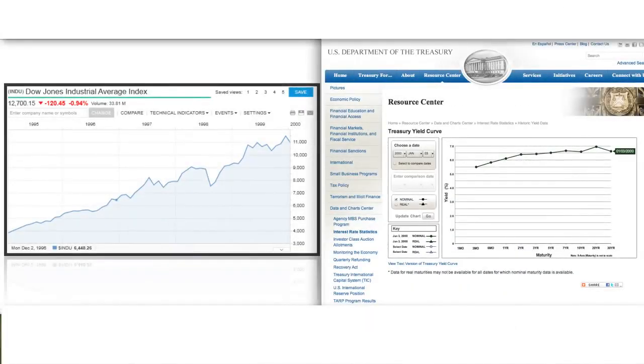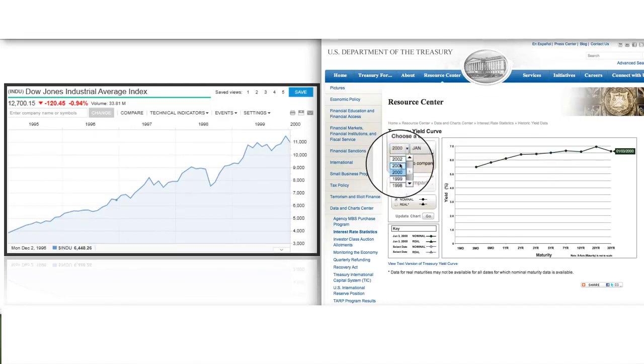Okay, so as you can see, I've got the screen split in half here, and I have the U.S. Department of the Treasury pulled up on the right-hand side, and I have the Dow Jones from 1995 up to 2000. If you don't remember that era, during that time, the economy was going through a boom due to the internet. And so at around 2000, we kind of saw the peak of the internet bubble. And so let's look at how the Treasury yield curve looked back at the beginning of 2000.